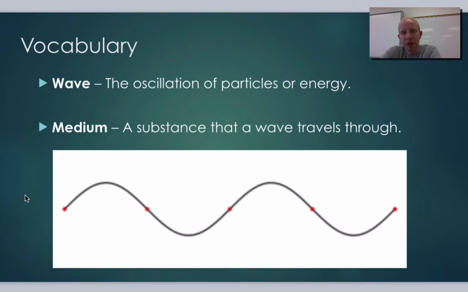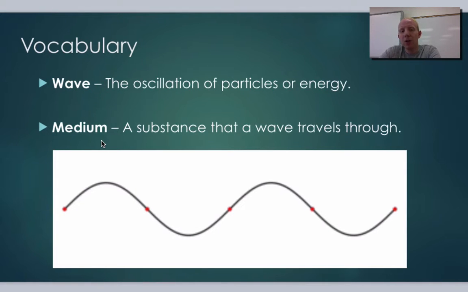Now, a lot of waves, like sound, for example, have to have some type of substance that they travel through. This is what we call a medium. The medium for sound is air. For water waves, it's obviously the water. So a lot of waves will need a medium to travel through. Now, light does not, but we'll get to that a little bit later.